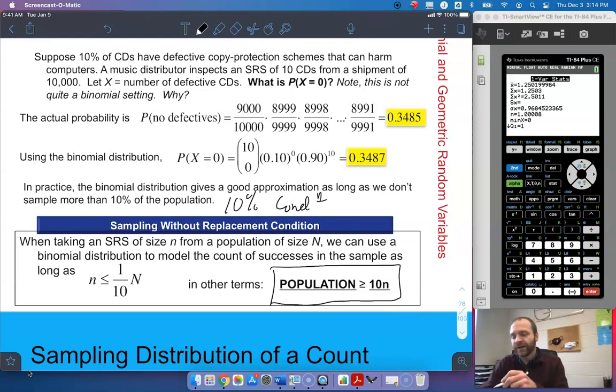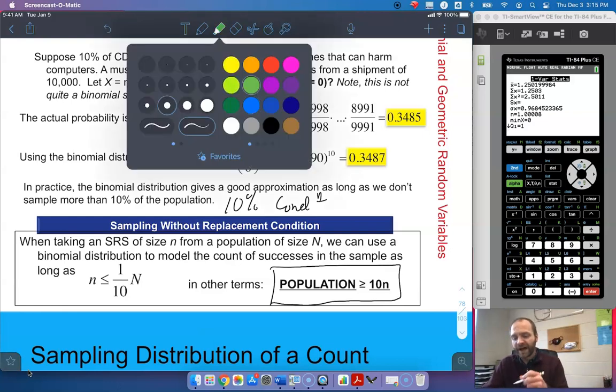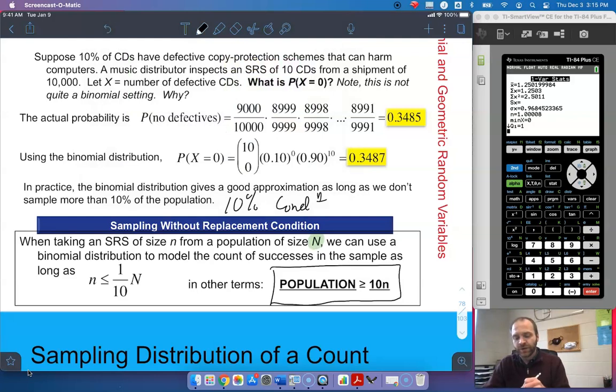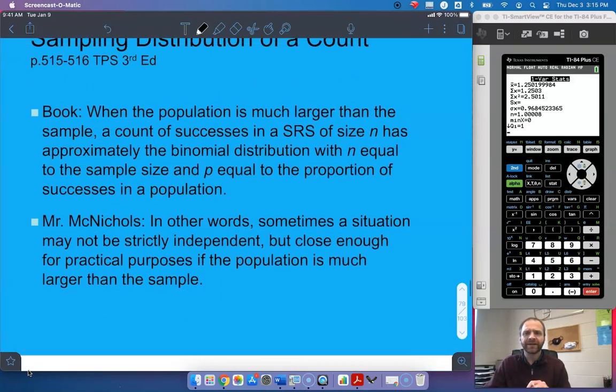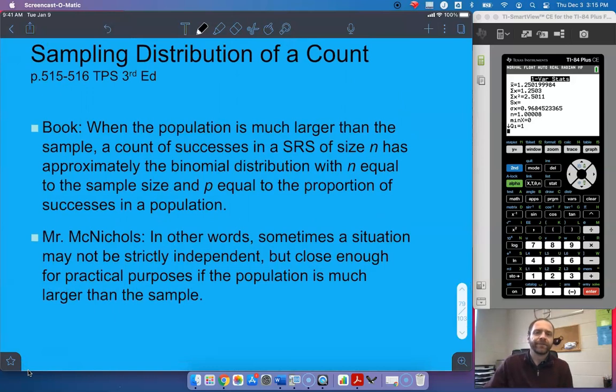And one thing I didn't quite say yet, you know I'm not going to miss out on my opportunity, is you better define your population. If you don't define it, you don't get to use it. And so, you better define your population. So here is from the textbook. When the population is much larger than the sample, a count of successes in a simple random sample of size n has approximately the binomial distribution with n equal to the sample size and p equal to the proportion of successes in the population.